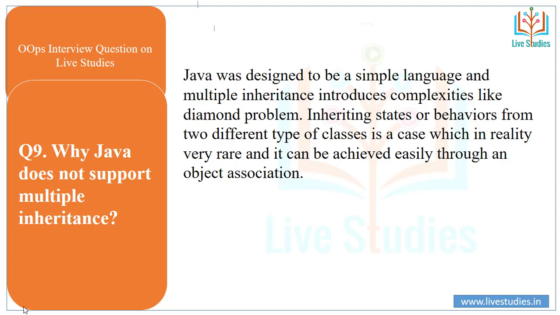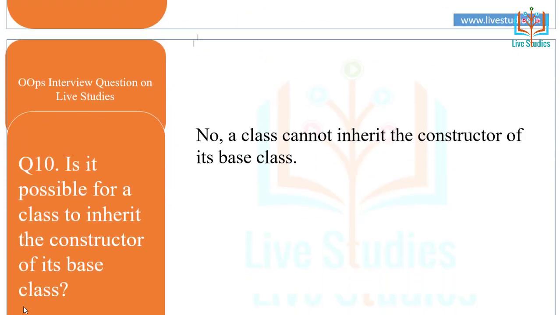Another question is, why does Java not support multiple inheritance? Actually, I have already told you, right? Because of design reasons, multiple inheritance introduces complexity like the diamond problem, meaning an ambiguity problem. Inheriting state or behavior from two different types of classes is, in reality, very rare. It can be achieved through interfaces.